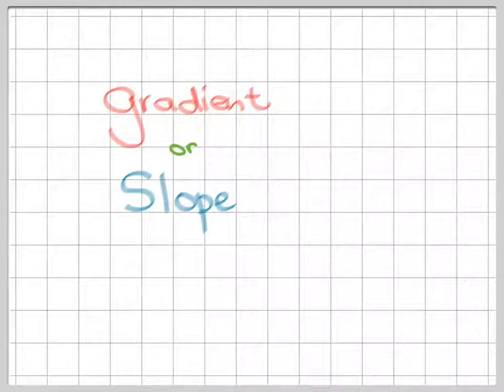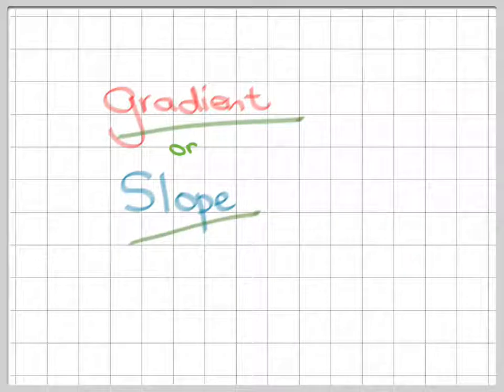Today we're going to look at how to calculate the gradient or the slope of the line. They are the same things. It's just in some countries it's known as the gradient, in others it's known as the slope.